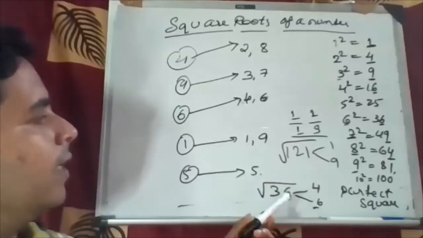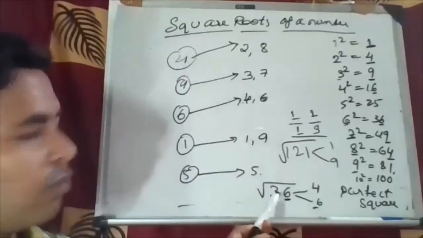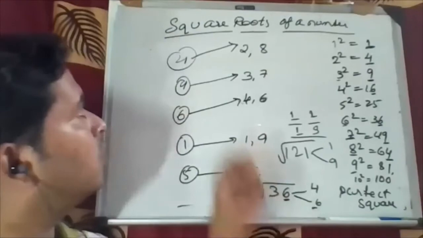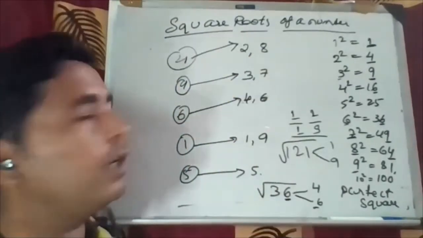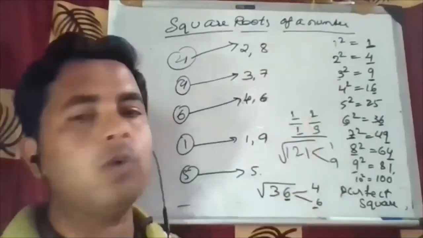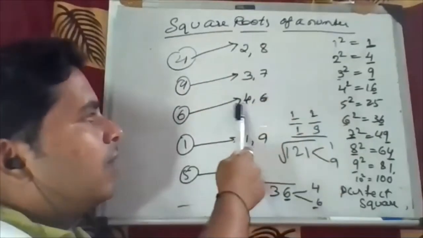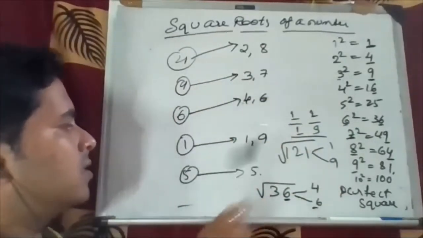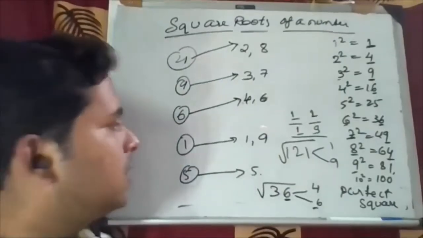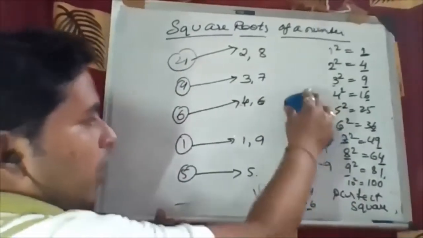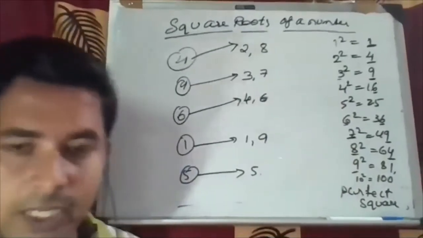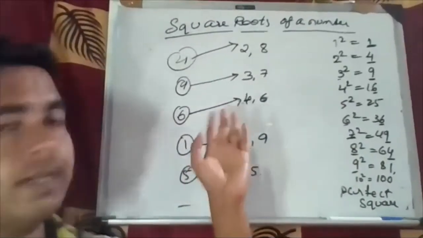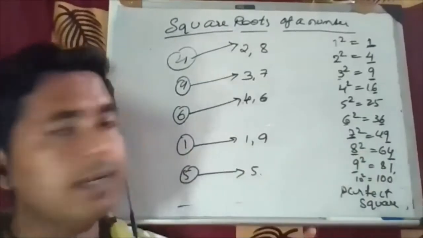If the unit digit of a square is 4, then the square root value may be ending with 2 or 8. It may be 3 or 7, it may be 4, 6, 1, 7, like this. So remember these forever. You can find the 8 number also and 9 number also.